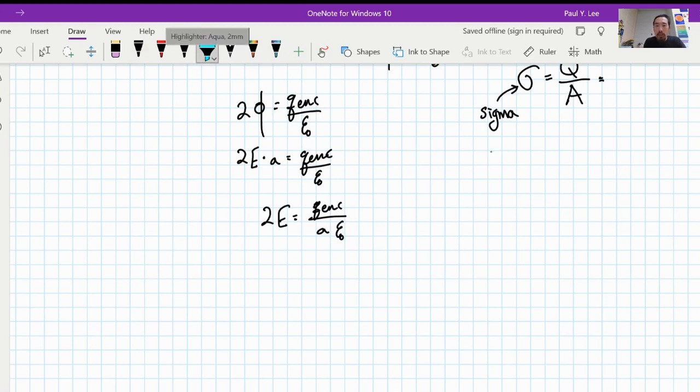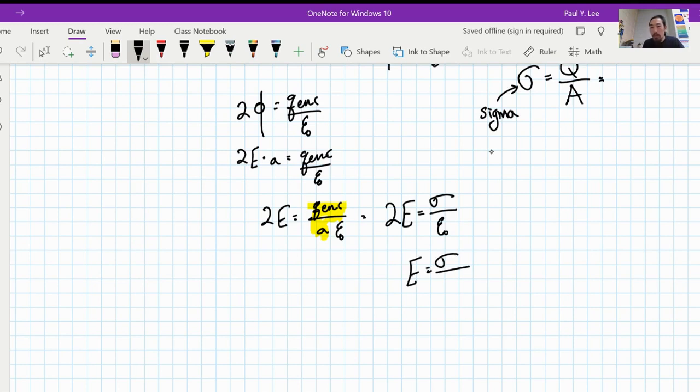Now, I'm going to highlight the portion that I want us to focus on, this portion here. That right there was the ratio that we just discussed. So we can rewrite it as 2E is equal to sigma divided by epsilon naught. And we can take this a little bit step further. E is equal to sigma divided by 2 epsilon naught as our final answer.